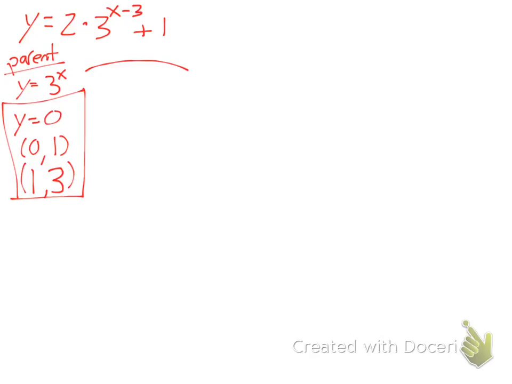So we go to the family, right? The family is bringing back A, which would be what? 2. So it'd be 2 times 3 to the x. And what does that 2 do to our graph? Vertical stretch of 2. We don't have to say it's reflected because it's positive.